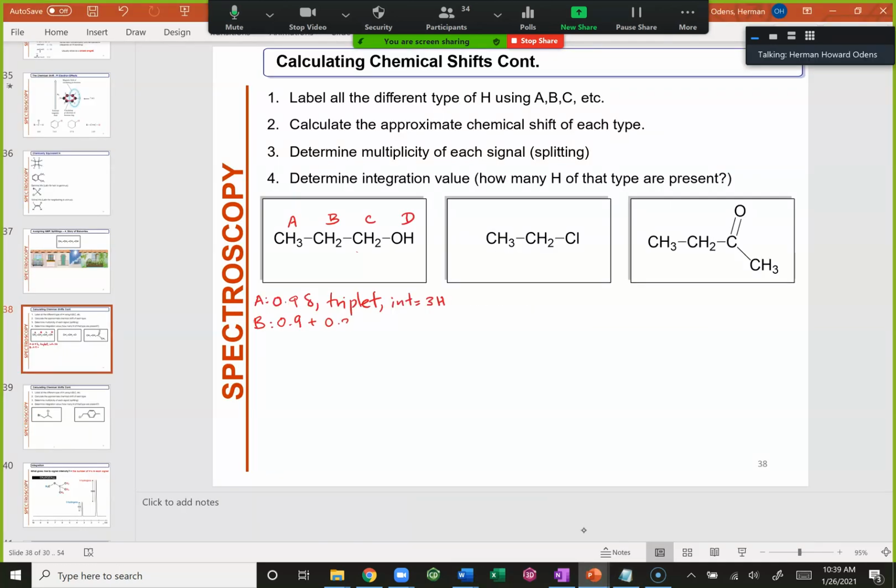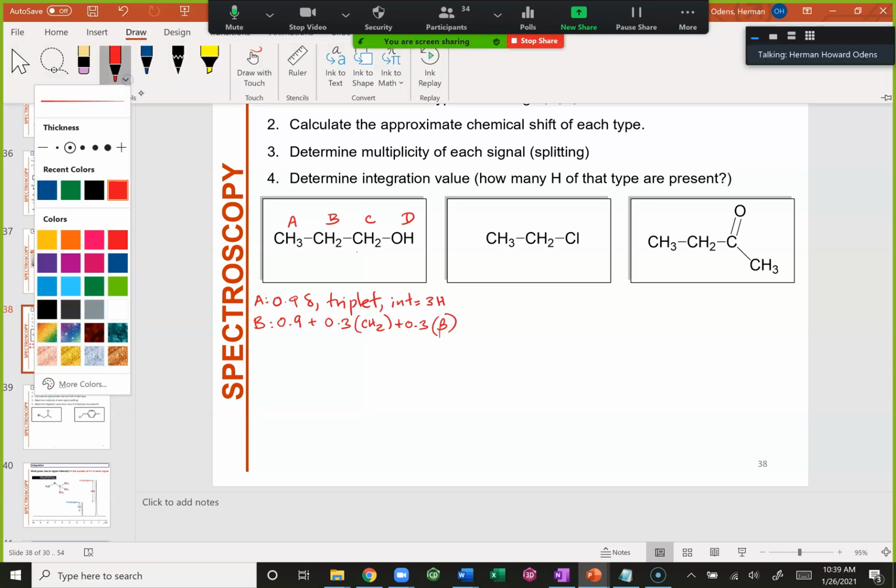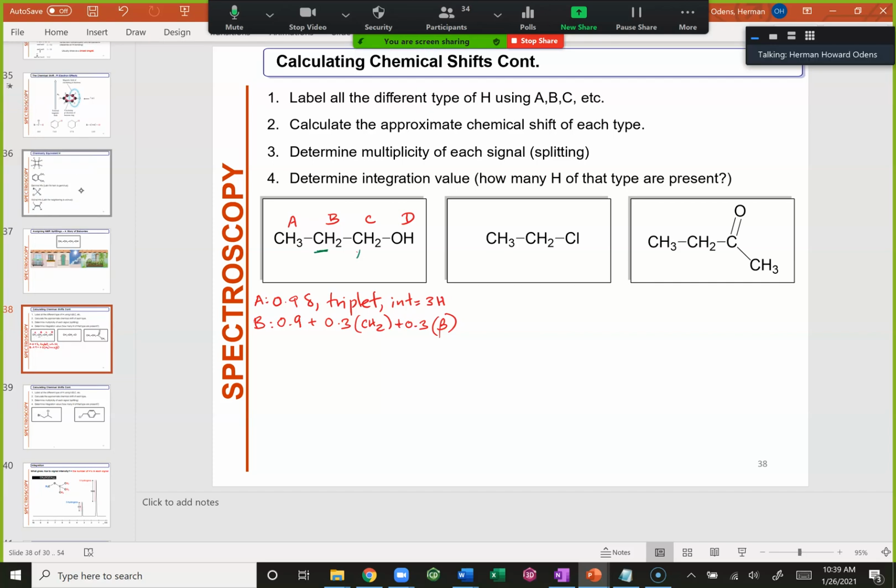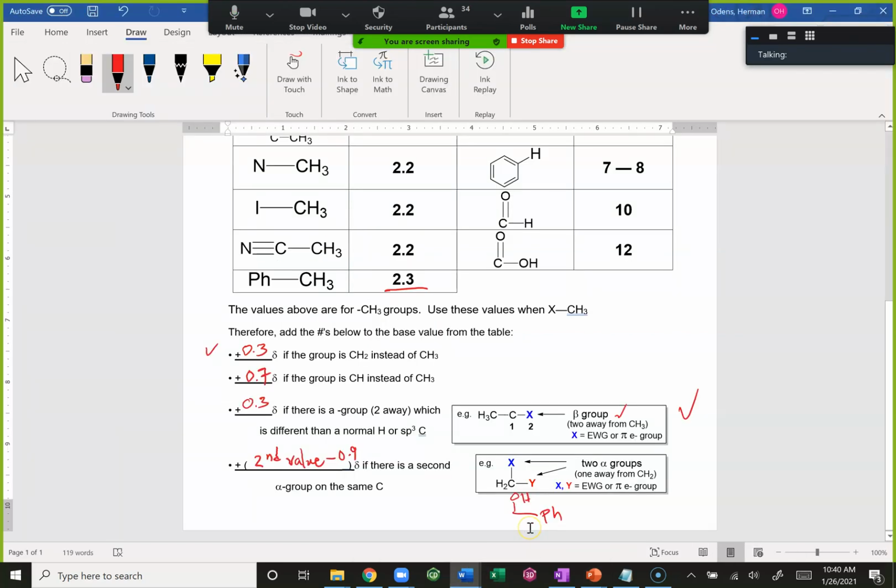This takes a little time the first time we do it, but after that, we're going to be faster. So I'm going to add 0.3 because it's a CH2, and I'm also going to add another 0.3 because I have a beta group. Do you see the beta group on the right side? I'm looking at this signal right here. So this is alpha, this is beta. I have an oxygen. I have something different than an sp3 carbon. Notice that that's what this says here. If there is a group that is different than a normal proton or an sp3 carbon, meaning if you also encounter an sp2 carbon, that will be a beta group. Or if you encounter an sp carbon, that is also considered a beta group.